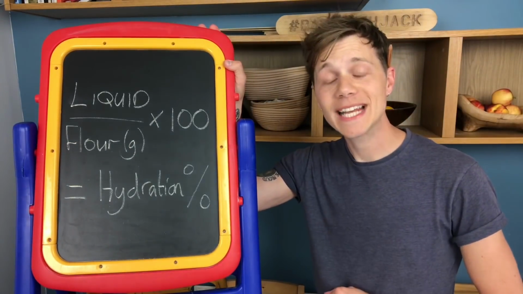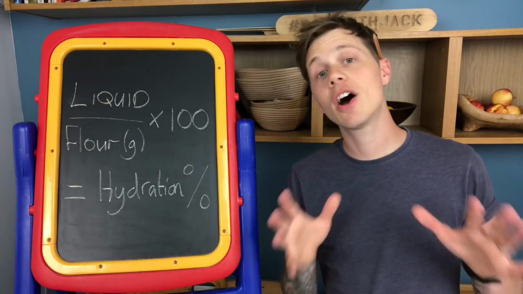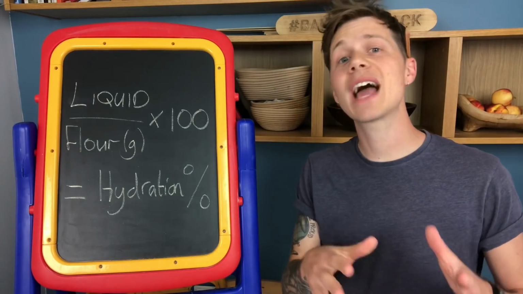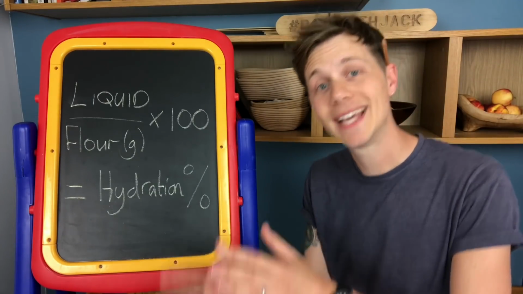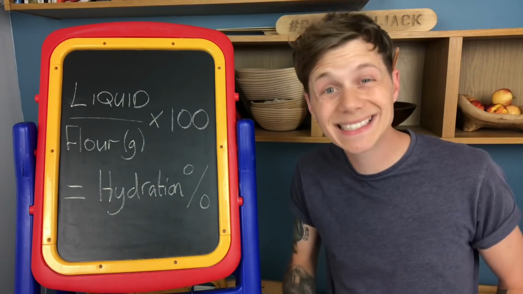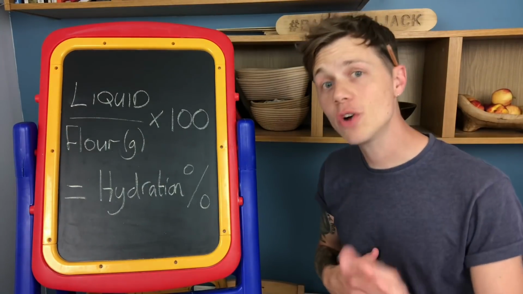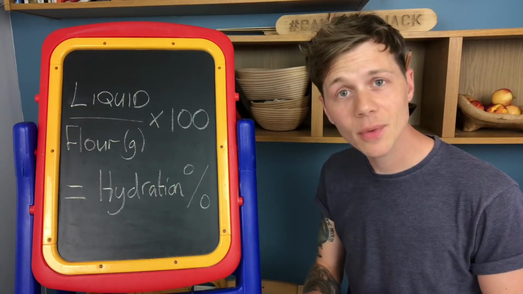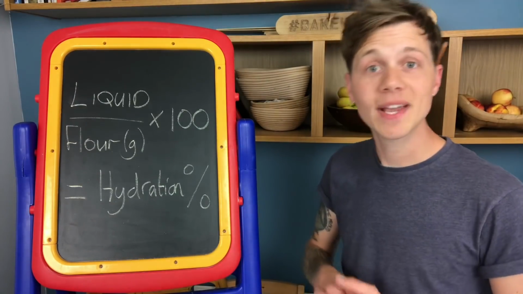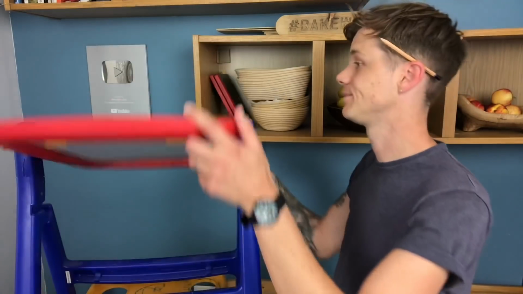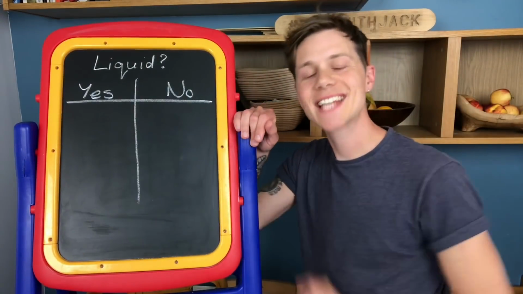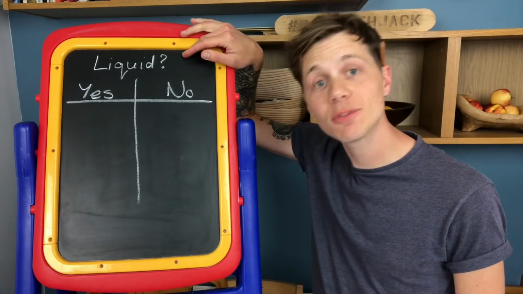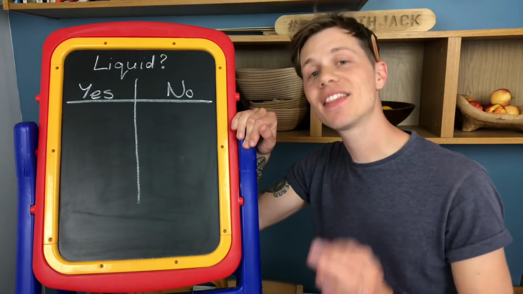But what counts as a liquid anyway? This liquid part in our hydration calculation is responsible for hydrating the flour, giving it something to soak in, something to absorb and suck up. Now think about what is not responsible for hydrating the flour, things like butter or potato, and we can divide everything into 2 categories that look like this. The yes category, things that hydrate and therefore make up part of the liquid content of the recipe, and the no category, things that don't.